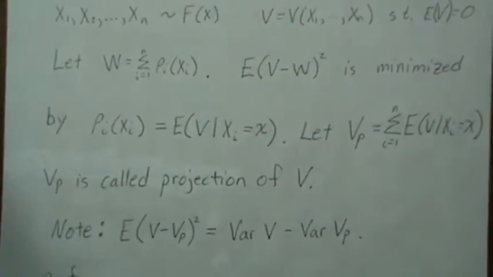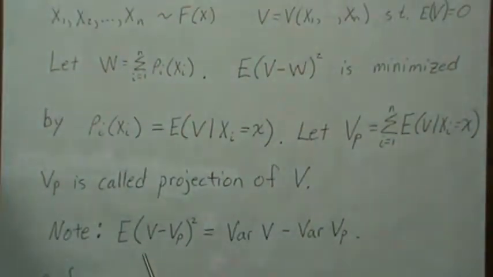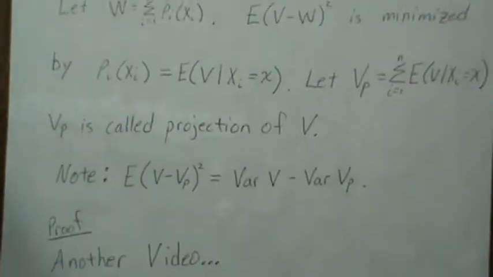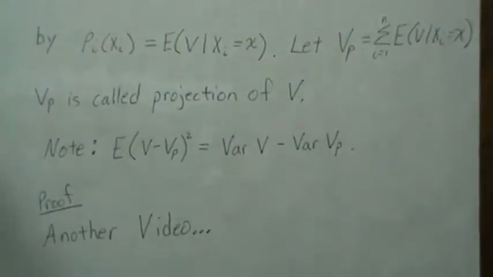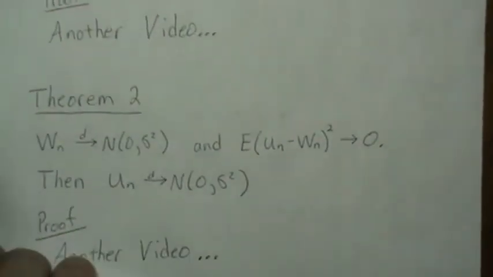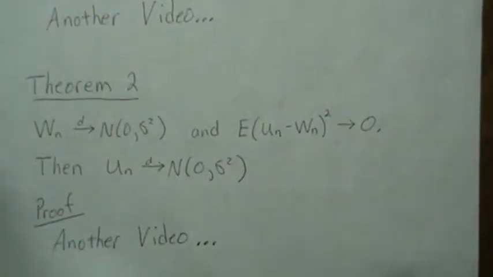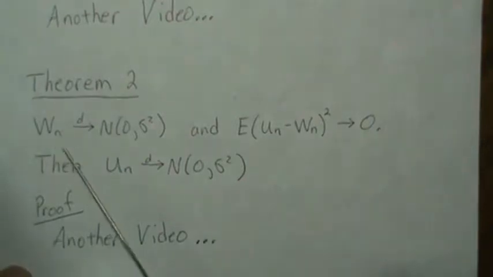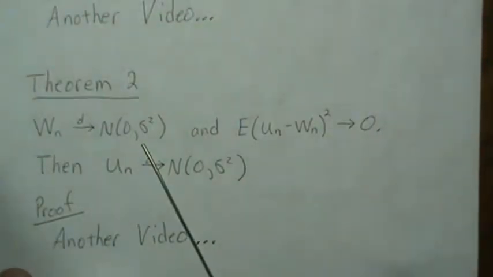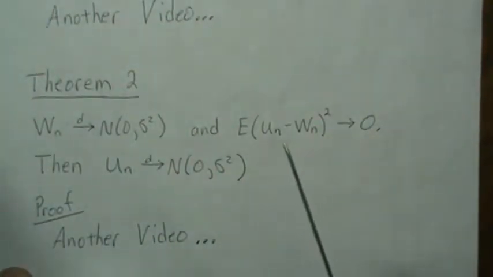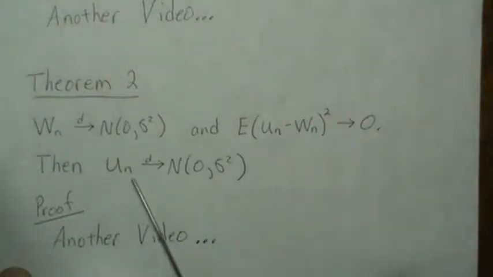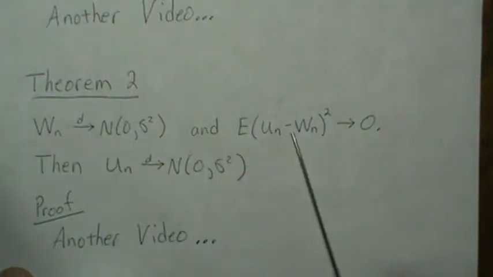And then it can also be shown that this expectation is equal to the difference of the variances. And again, the proof's in another video. And the next big theorem that we're going to use is, if we know that one variable WN is asymptotically normal and this squared difference goes to 0, then we can conclude that UN has the same distribution as WN. And so we're going to use those two theorems.